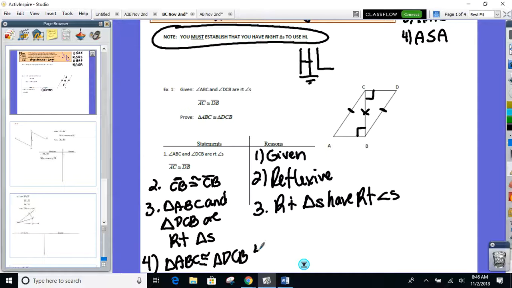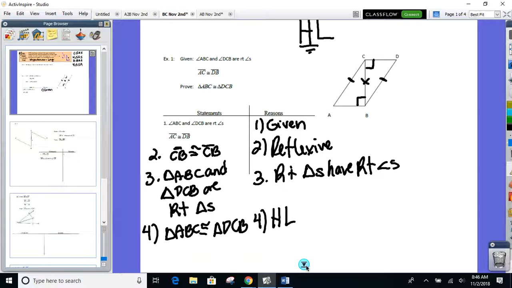by HL. Hypotenuse leg only in a right triangle. Only in a right triangle. Questions there? Anything else on this fifth unique method?